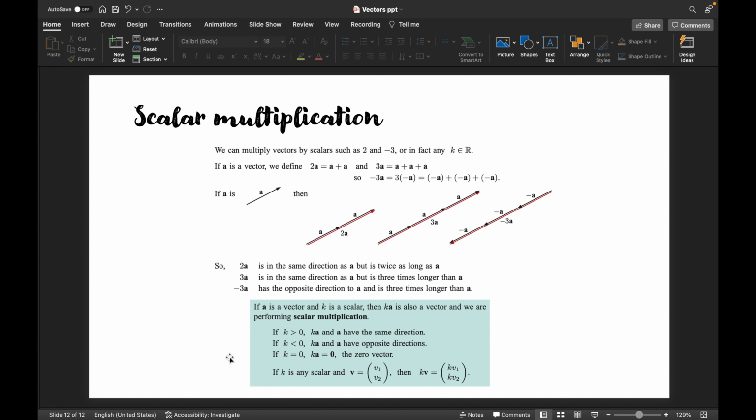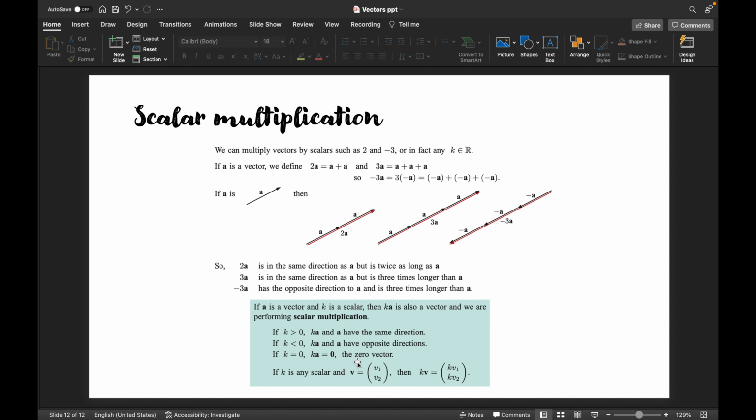And this is the general thing you'll need to know. If A is a vector and K is a scalar, then K into A is also a vector, and we are performing a scalar multiplication. There's something called vector multiplication, but you won't have to know this until your A levels in further math. So right now it's not required.